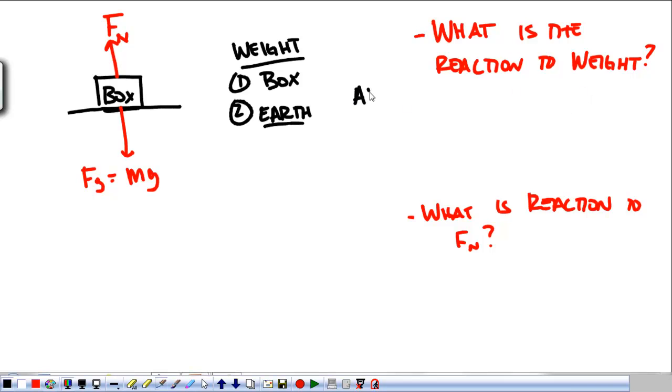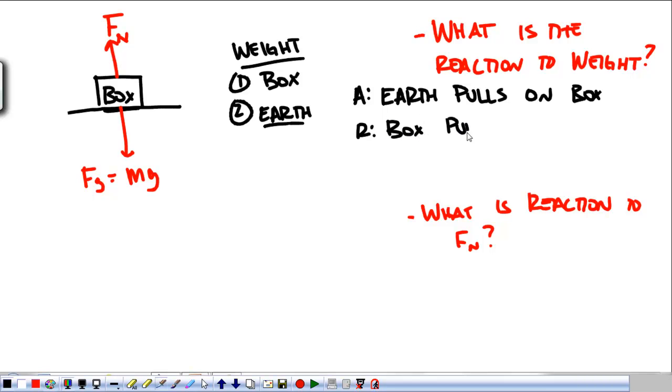So let's look at this. Action is the earth pulls on the box. The reaction is the box pulls on the earth. Now, the little bit of force that's here with the box can change the motion of the box, can accelerate the box. But the earth is huge. And if we think back to the last example, the mass of the earth is so big that the acceleration of the earth is tiny in this interaction. So, our action is the earth pulls on the box. The reaction to the weight then is the box pulling on the earth.